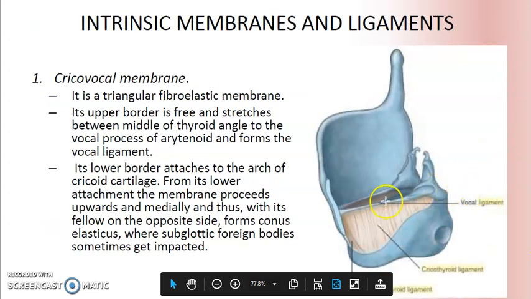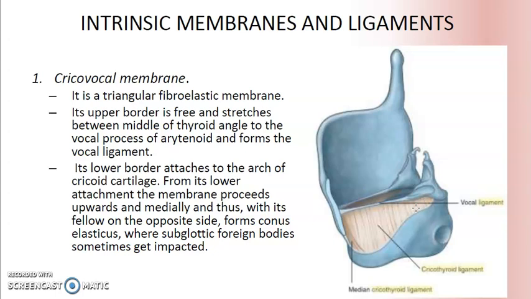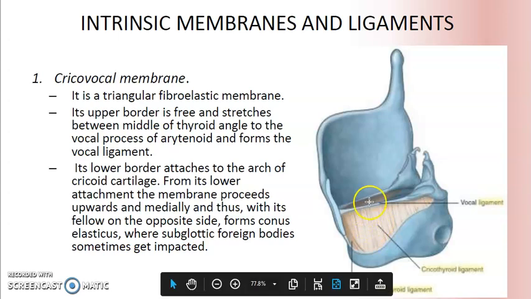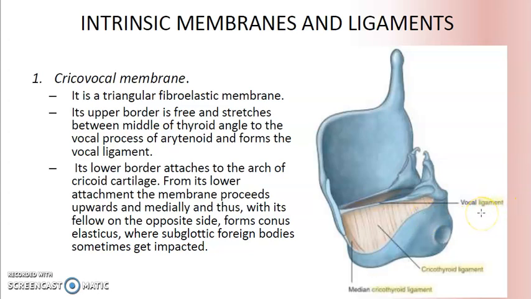Coming to the intrinsic ligaments and membranes. See, there will be two membranes on the inner side of the thyroid and cricoid cartilage. They are the cricovocal membrane and the quadrangular membrane. The cricovocal membrane begins from the upper margin of the cricoid cartilage. It goes upwards and medially. If you put both your hands in front of your face, like creating an inverted cone, like that, that is the cricovocal membrane. The upper margin of the cricovocal membrane gets thickened to form the vocal ligament. This membrane and ligament are all modifications of connective tissue. The vocal ligament is covered by a fold of mucous membrane, and that is called the vocal fold.